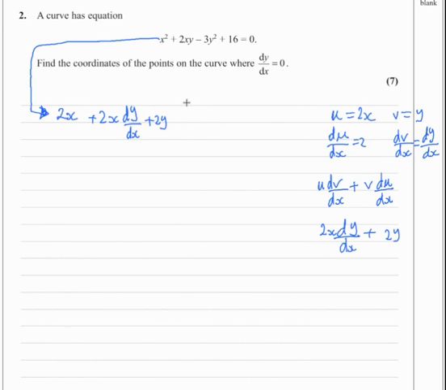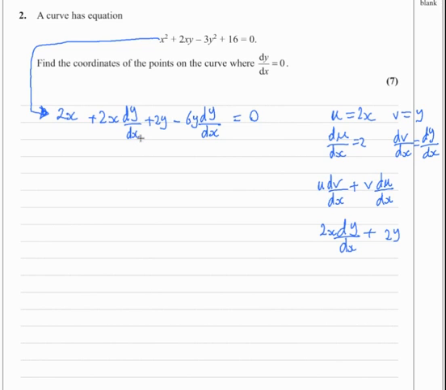The minus 3y squared, well, I get minus 6y multiplied by the differential of the y, which is dy dx. So that's just the chain rule. And then the 16 differentiates to 0. So then that equals 0 differentiated, which is 0. Okay. So now I need to rearrange this to make dy dx the subject.